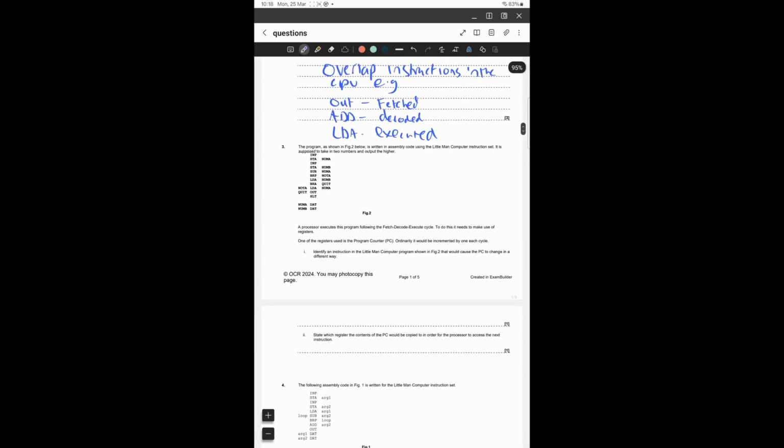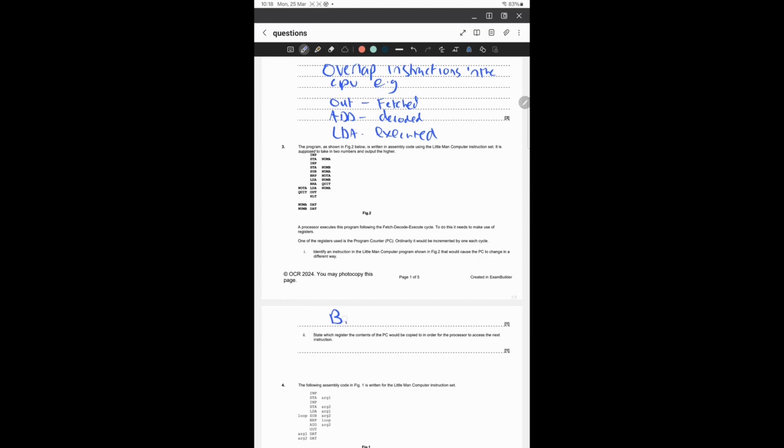Now, our next question. In this program we've got some branches in here. You're supposed to take in two numbers and output the higher. Identify an instruction in LMC that would cause the PC to change in a different way. So that's looking at how you can change how it's processed. Instead of being incremented by 1 each cycle, how do you change the program counter? So that's going to be any branch command.